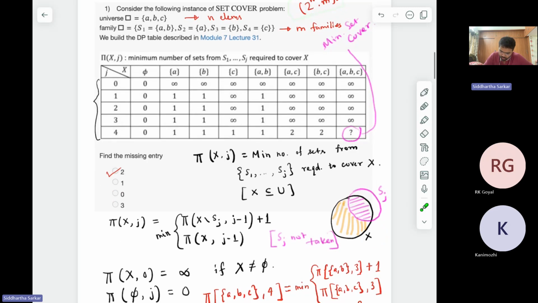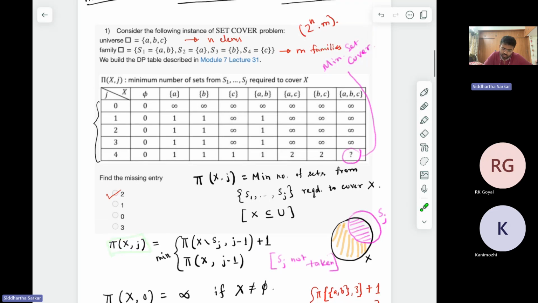Now the cost of computing an entry: there is one lookup, two lookups, there is some addition, and then there is one comparison, which is because of finding the minimum. So there is some constant amount of work required to compute one entry. And the number of entries itself is 2 to the n into m, where n is the number of elements in the universe and m is the number of families. So the running time is 2 to the n into m. That is true.